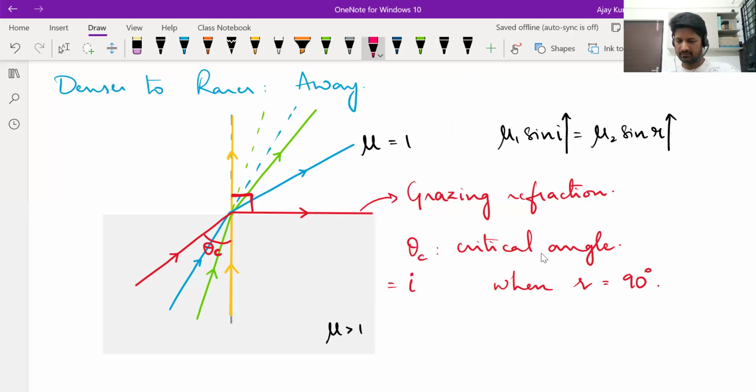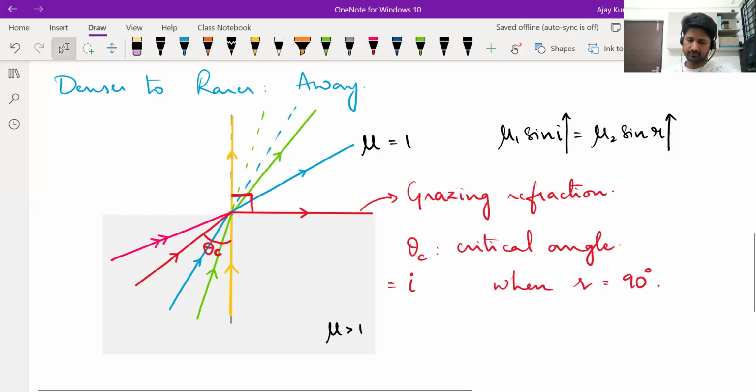Okay. Now tell me, what do you think will happen if the angle of incidence is even greater than the critical angle? Say somewhat like this. What will happen to the pink ray, the last one? Sir, will it like reflect? Like it won't go to the medium, only a part of it will go, but some part of it will be reflected also.